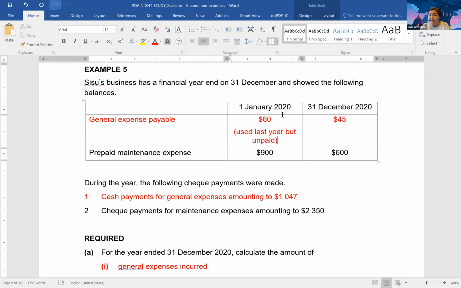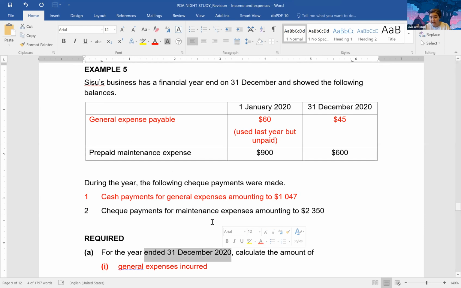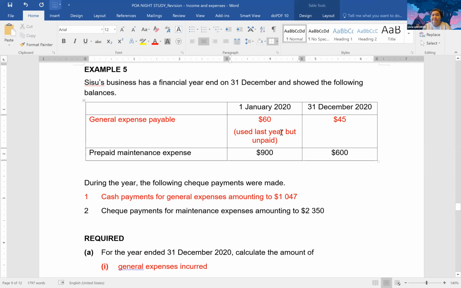If you used it last year but it's unpaid, in the current year of 31st December 2020, your year end is 31st December 2020. You used this amount last year, but you haven't paid it yet. So in the current year, it's used last year. Since you used it last year, you did not use it this year. So you're going to minus away the $60. This one, everybody can understand. If you cannot understand, please say so faster.